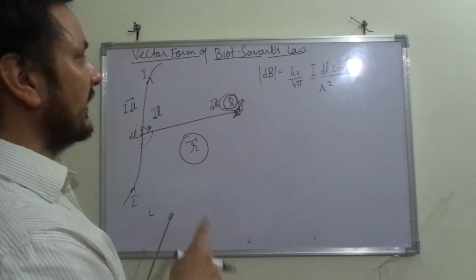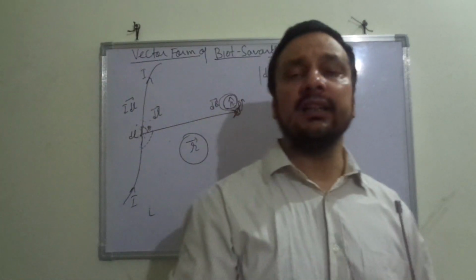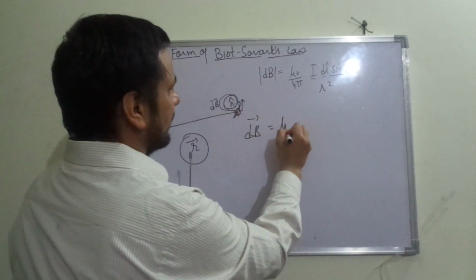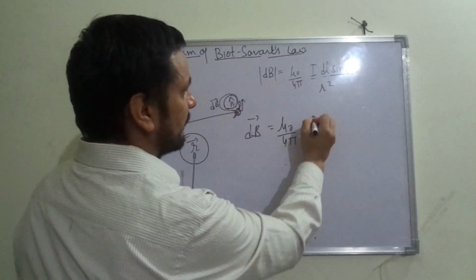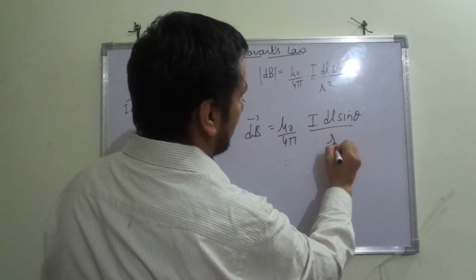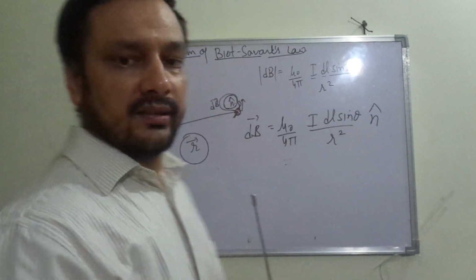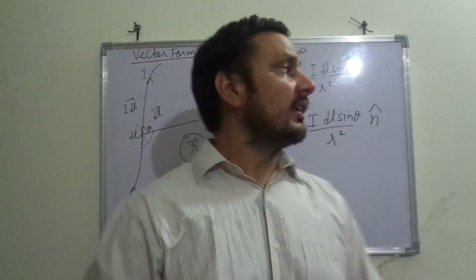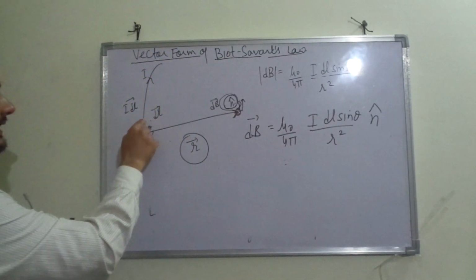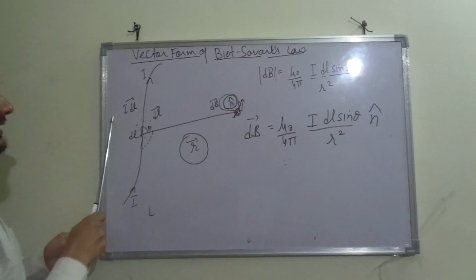Now how to find its vector form? For example, if you want to go for it in detail, let me write it. dB is a vector quantity over here, mu naught upon 4 pi I dl sin theta upon r square n. This n is a unit vector. Now how to move further? See students, here dl is a current element and I dl is a vector quantity. ये पूरा I dl vector quantity है.